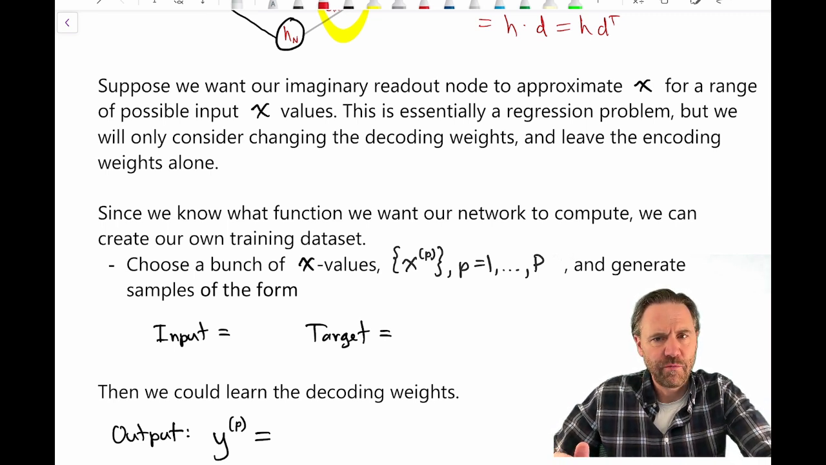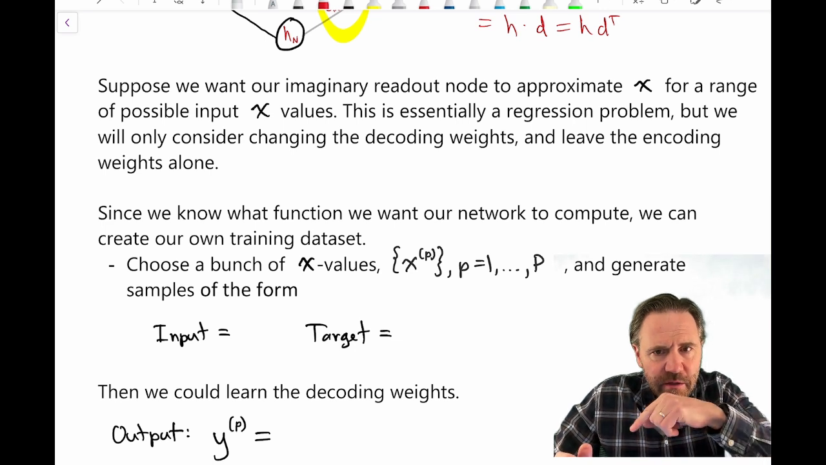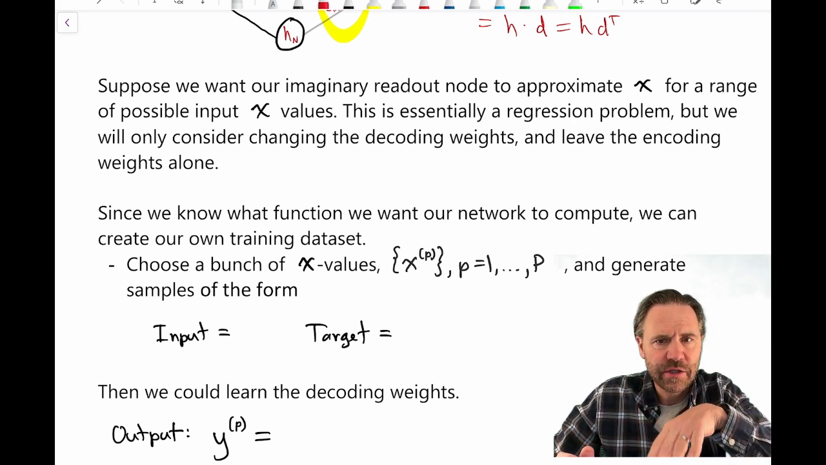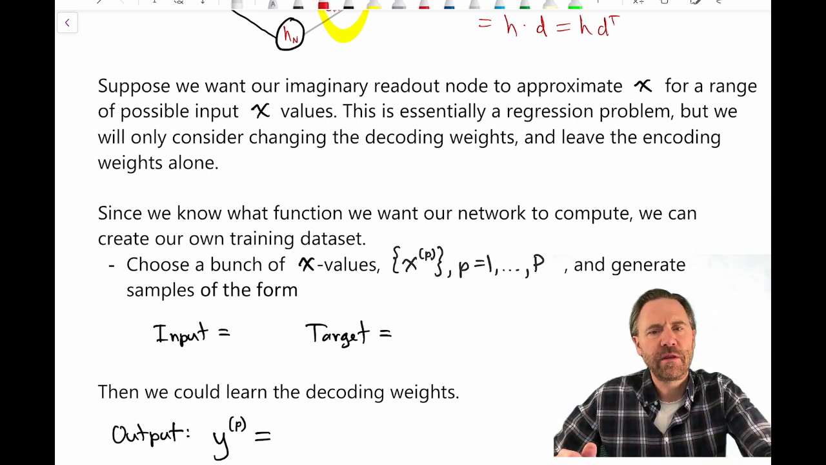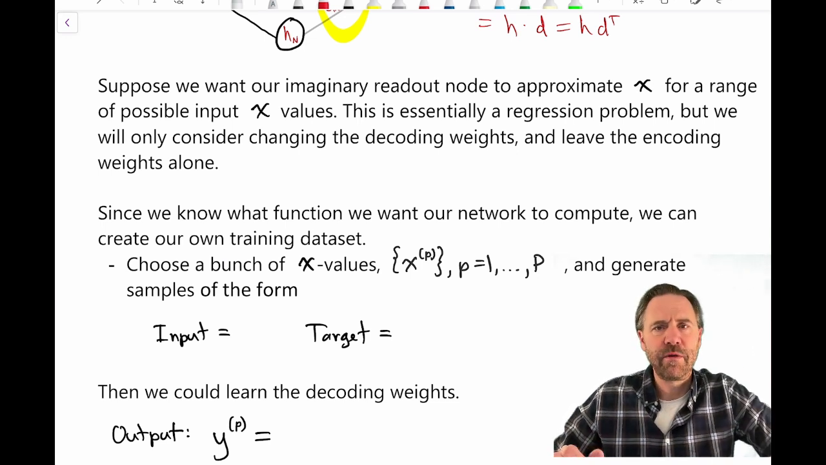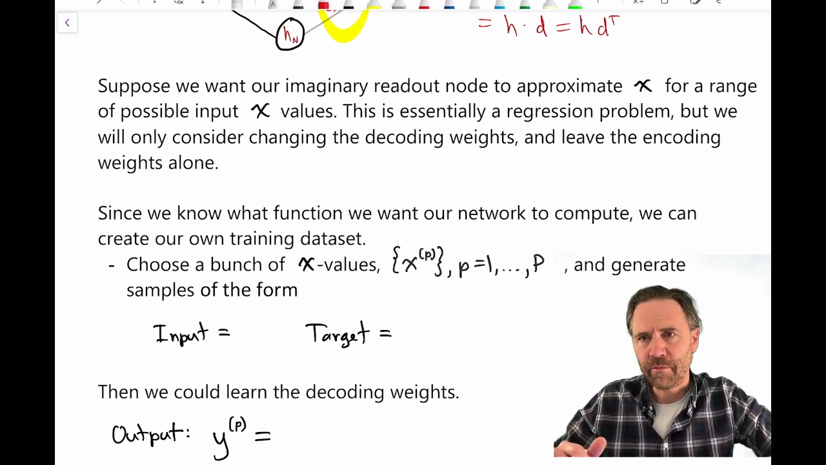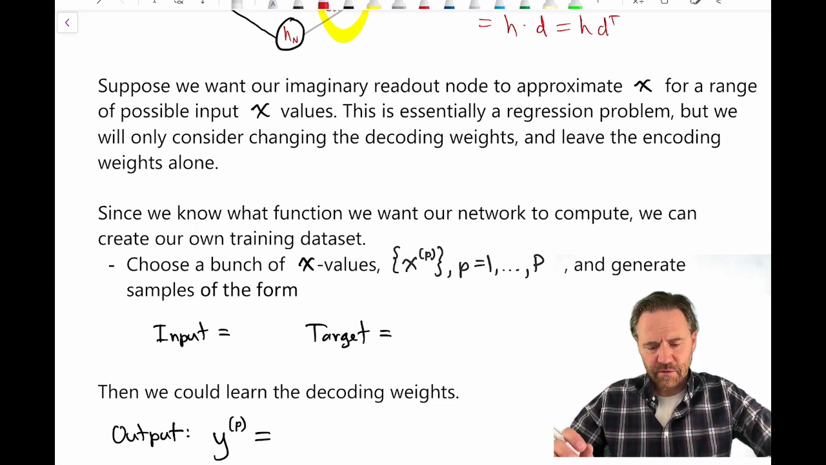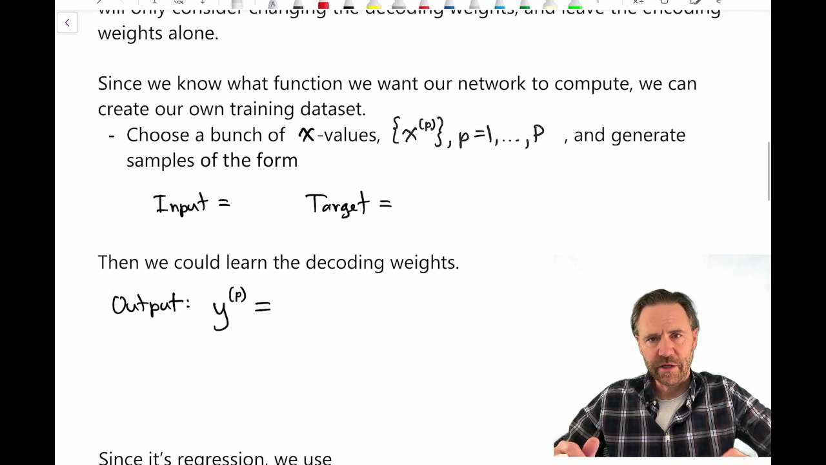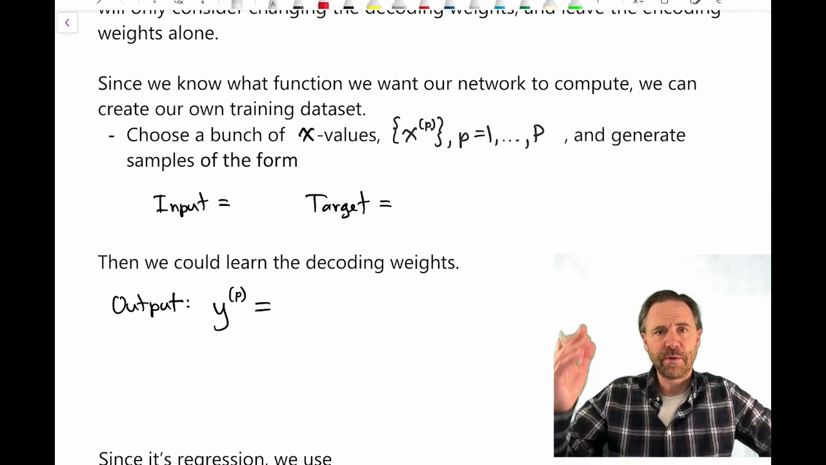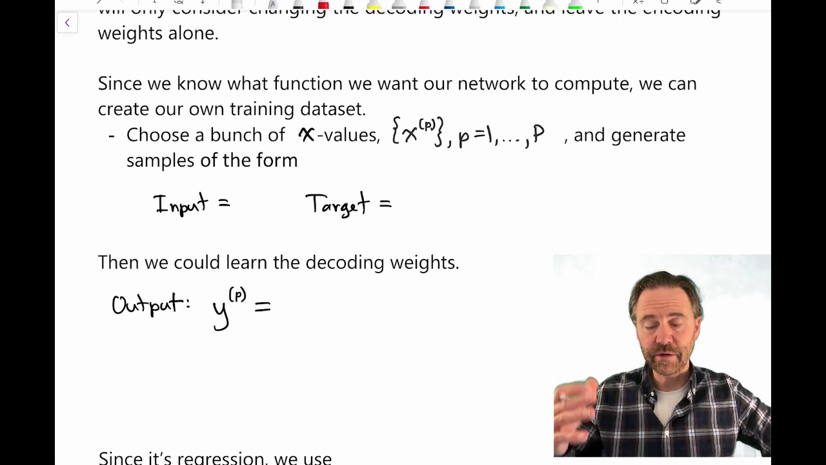Since we know what function we want our network to compute, we can create our own training data set. So I already said we want to decode out X. We basically want our little neural network to represent the identity function, if you like. So the first thing we're going to do is choose a bunch of X values, in whatever range we're interested in. We're going to make our data set.